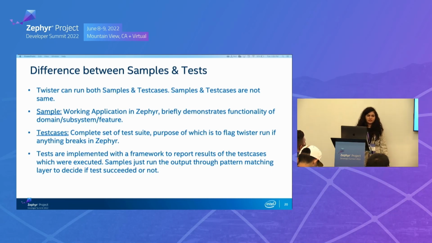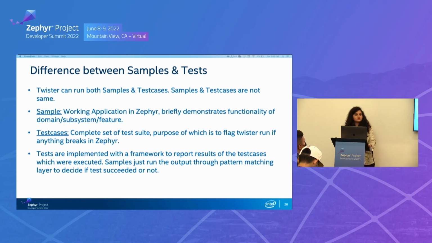A sample is just a working application in Zephyr, which briefly demonstrates the functionality of that particular subsystem, but it is not meant to be an entire test suite to test out a function or functionality. Test cases are the ones which are exactly used for testing out the features, and these are the complete test suite, the purpose of which is to flag the Twister run if anything breaks in Zephyr, and if there are any regressions, that's the job of test cases.